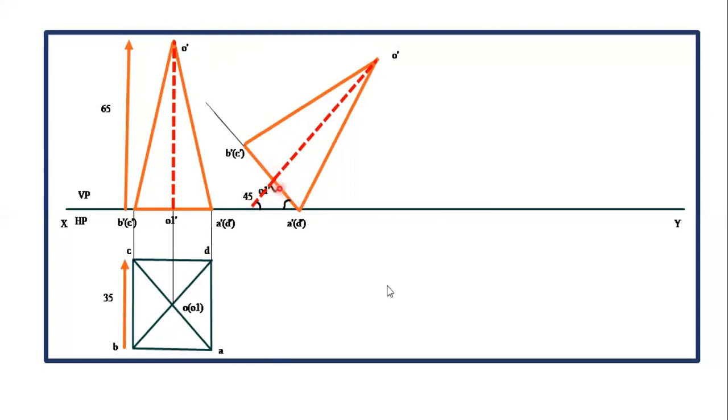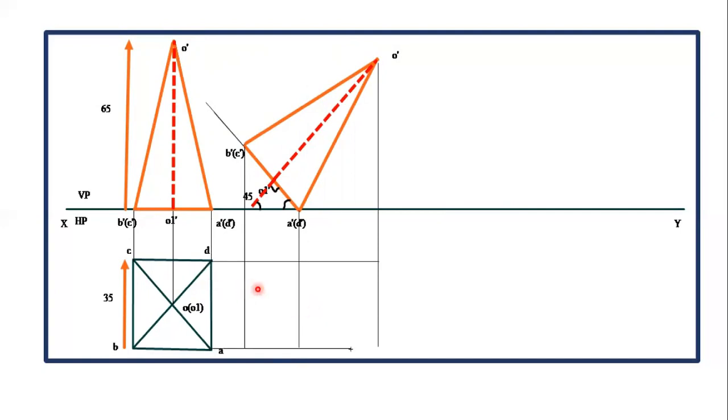Okay, so this angle will be 90 degrees. So the other rotation angle will always be 90 minus the inclination with respect to HP. First rotate the base. Now project all the points from the top view as well as from the front view. So project all the points from the top view.